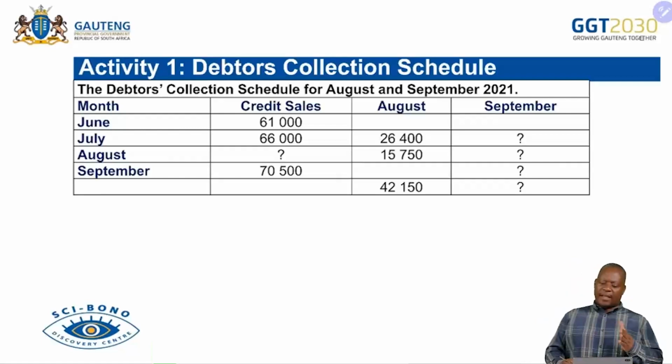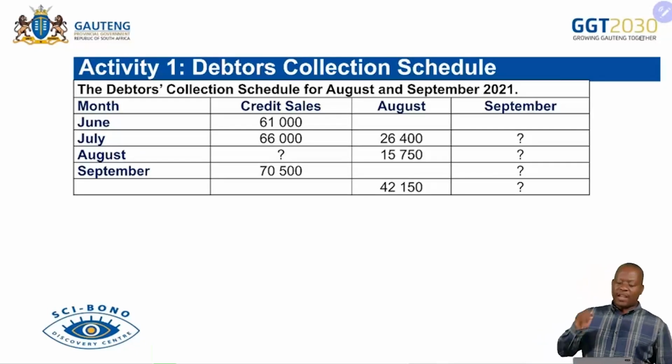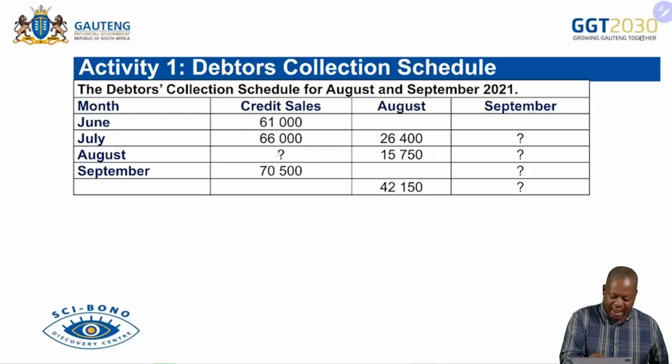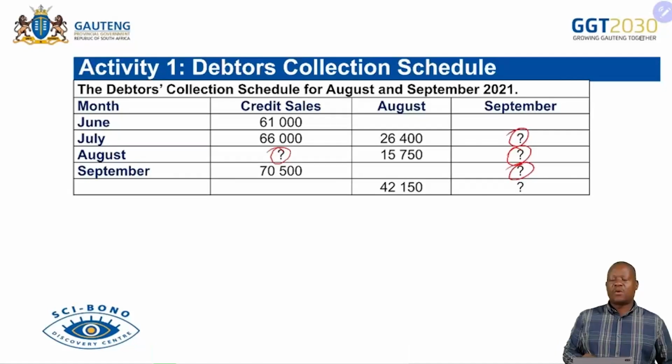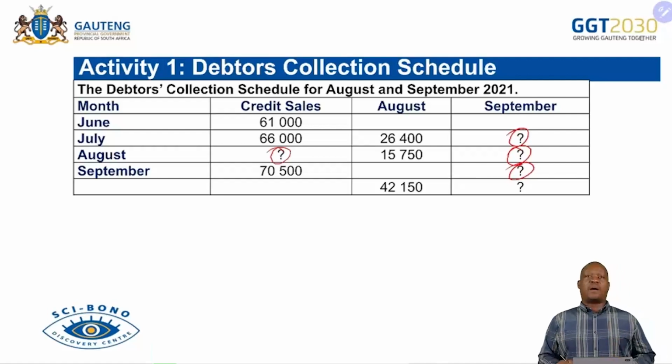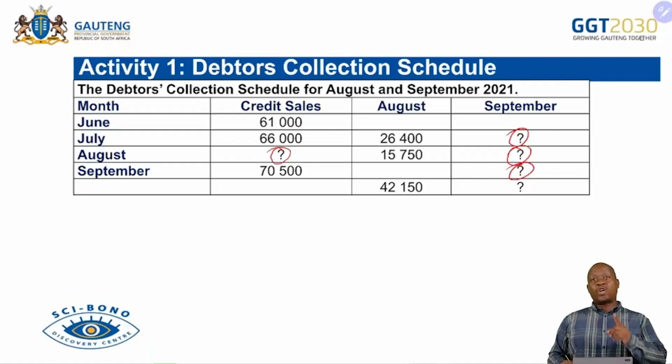Now, we are given an activity for us to be in a position to put in what is required. What is expected of us here? We are expected to make sure all the three items, you see these question marks? We need to fill in the figures. These question marks need to be replaced with figures. Now, how do we go about it? Please take note, order is also very important.